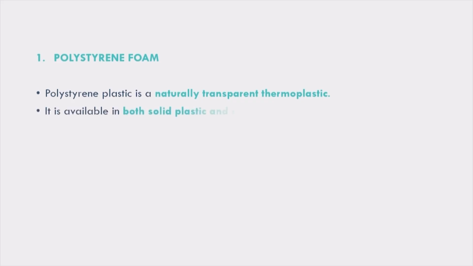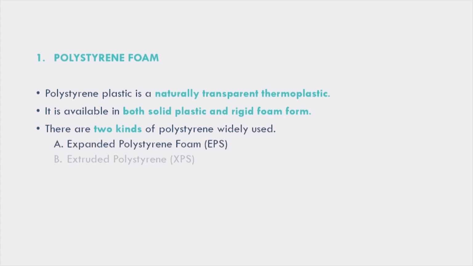Polystyrene foam. Polystyrene plastic is a naturally transparent thermoplastic. It is available in both solid plastic and rigid foam forms. There are two kinds of polystyrene widely used: expanded polystyrene foam (EPS), extruded polystyrene (XPS).